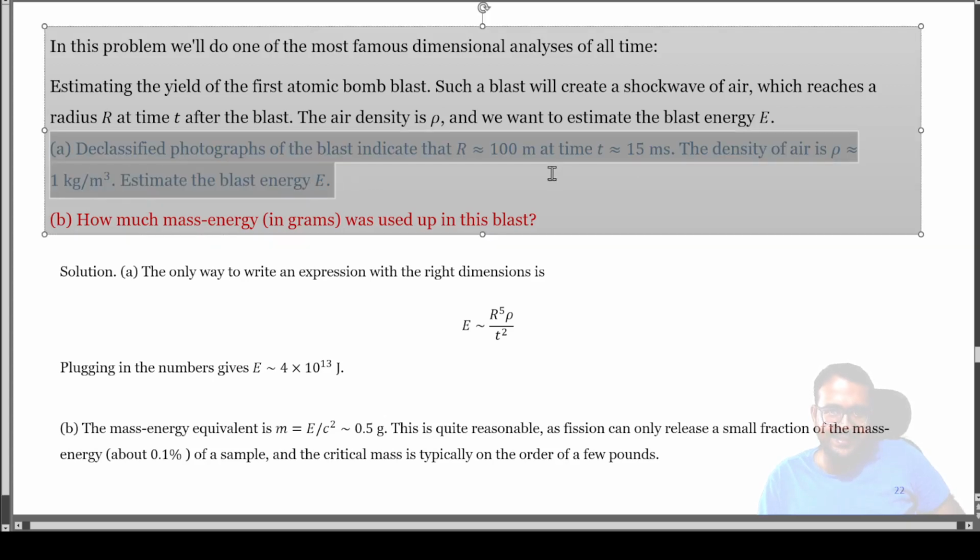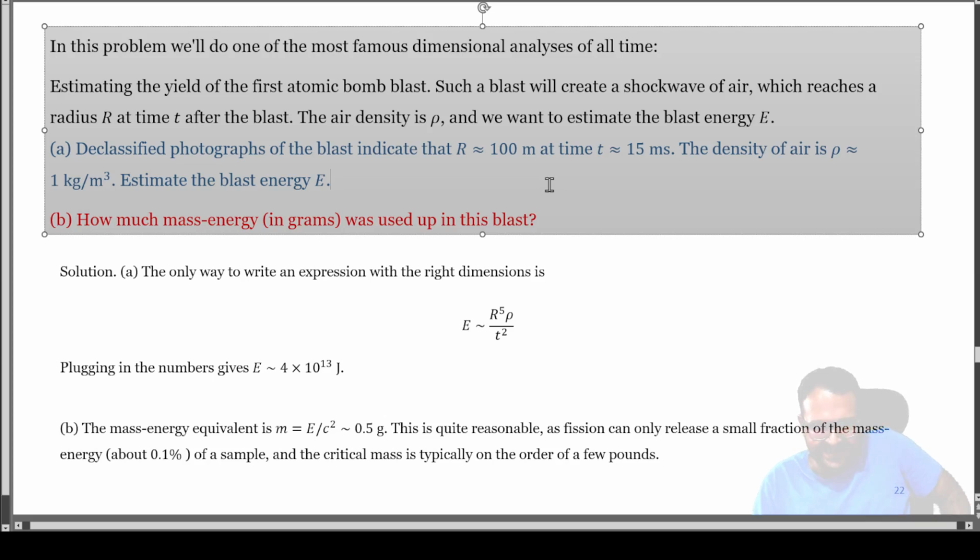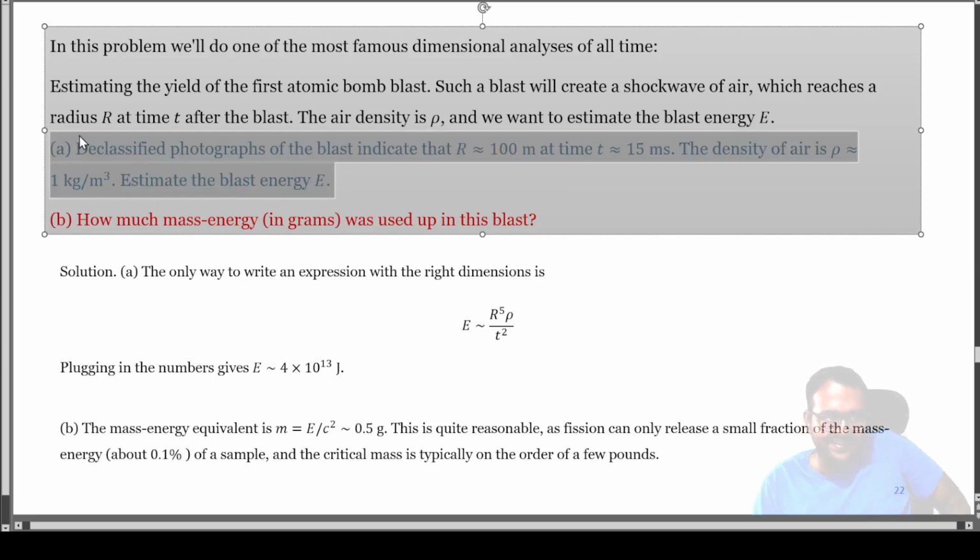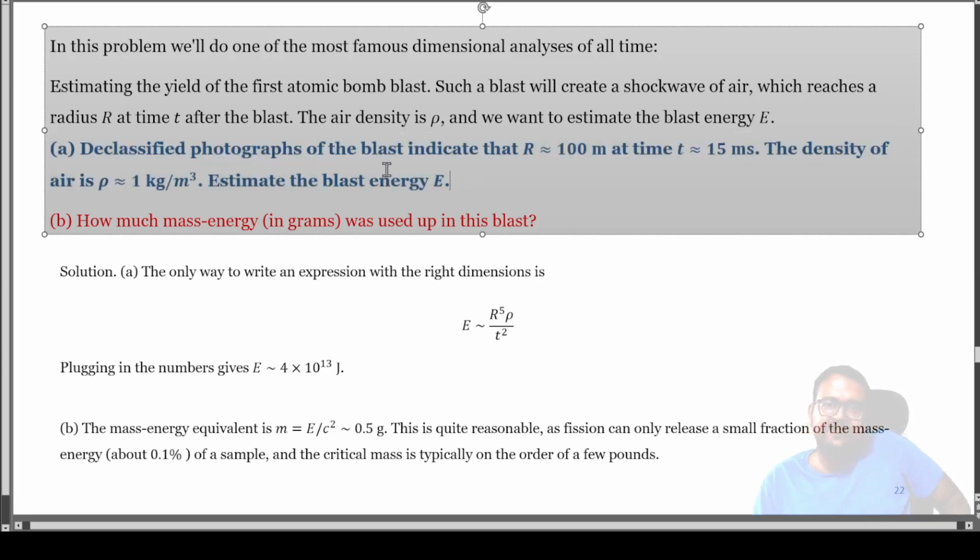So here I give you the data so that you find this problem more interesting. The photographs of the blast indicate that when r is 100 meter, the time t is 15 millisecond, and the density of air is this. So you need to estimate the blast energy, a rough estimate, within a constant factor. I don't know the constant factor. But still I can have a dimensional relation, and can have some estimate of that. And then how much mass energy was used in this blast.